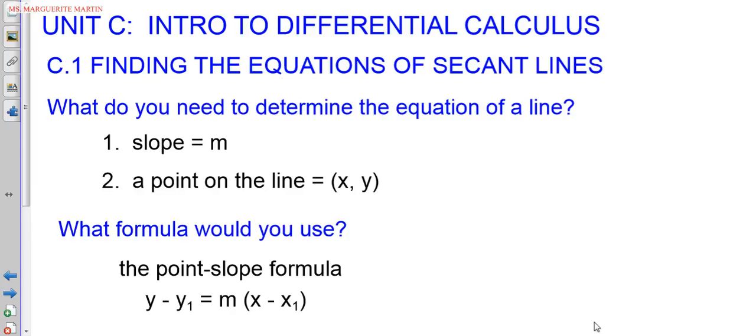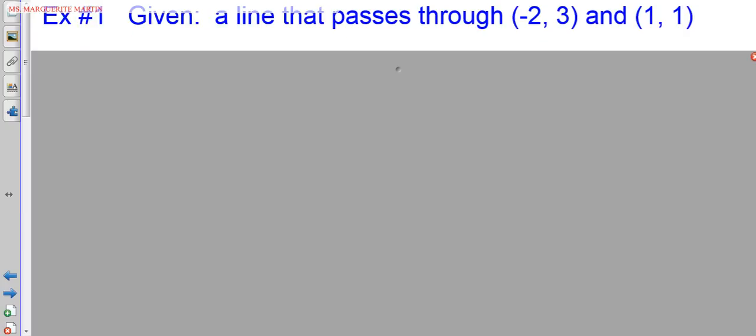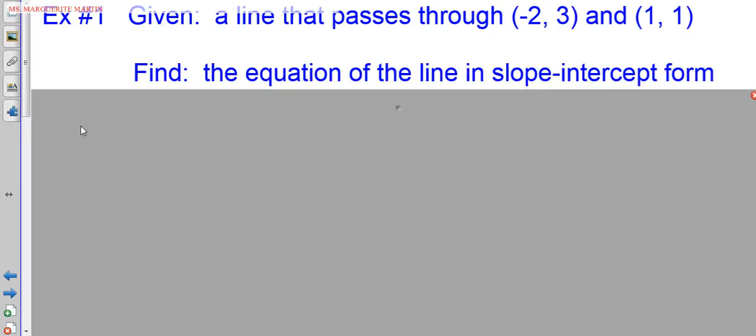Now let's go to the next page. Example number 1. Given a line that passes through -2, 3 and 1, 1, write this. Find the equation of the line in slope-intercept form. Well, slope-intercept form is different than point-slope form. Slope-intercept form is y is equal to mx plus b. So our answer has to be in the form y equals mx plus b.